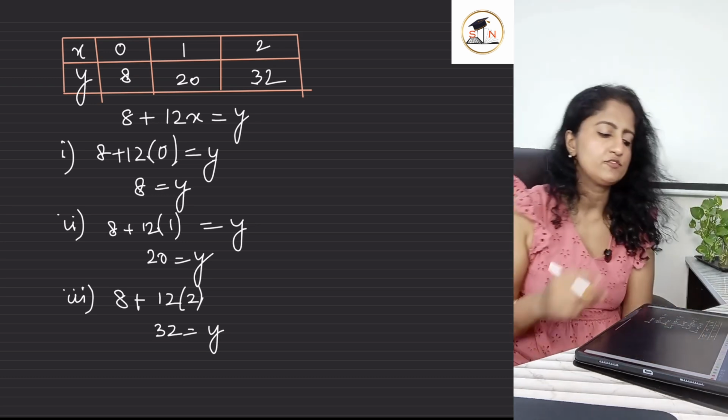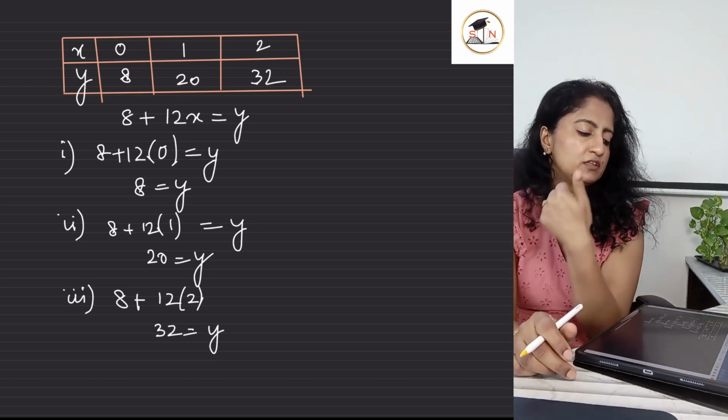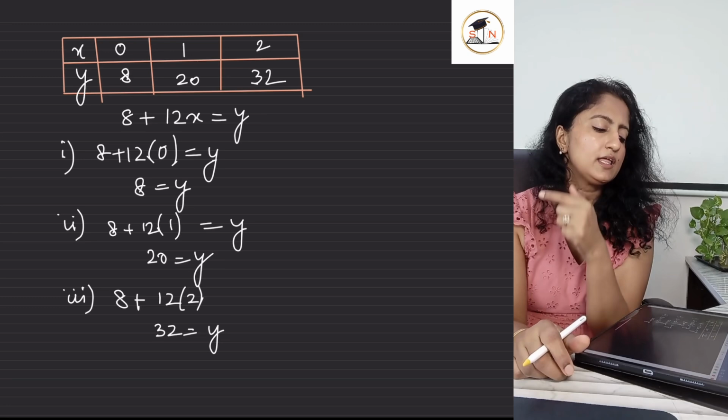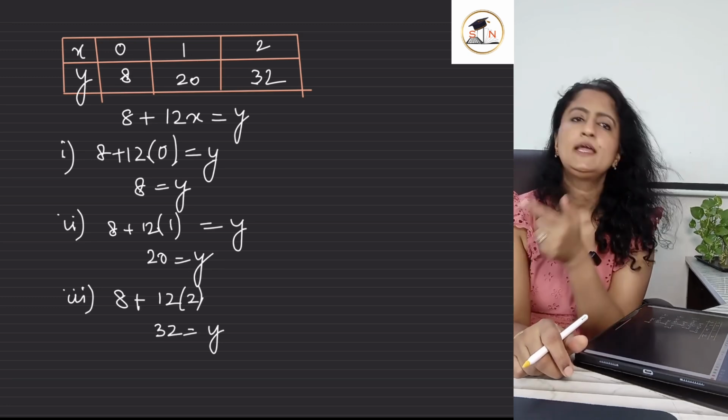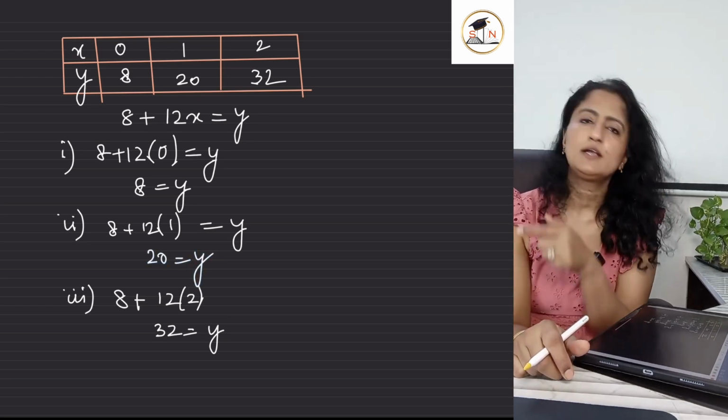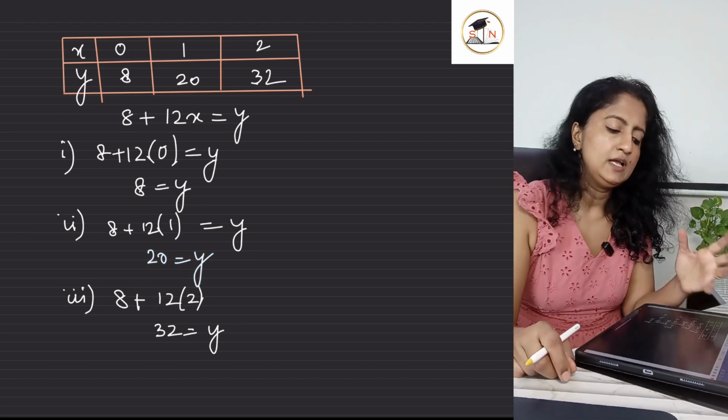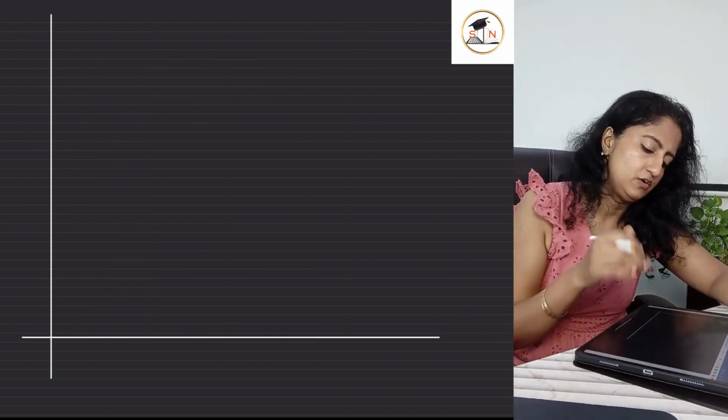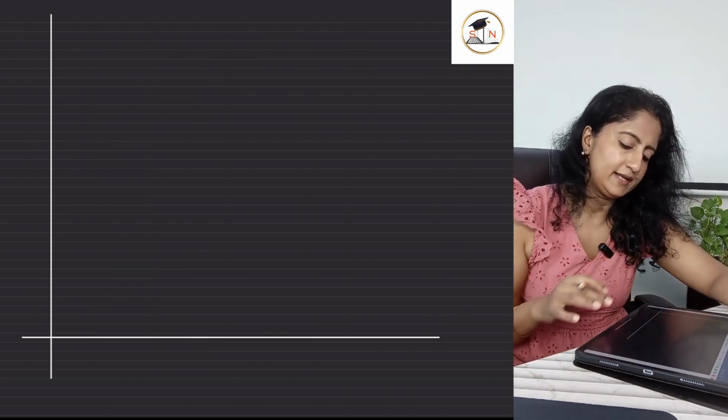So here we have got 3 sets of values. The first one being 0, 8, second one being 1 and 20, and the third one being 2 and 32. Right? Now, let's start plotting. Okay. I have already made the lines over here.